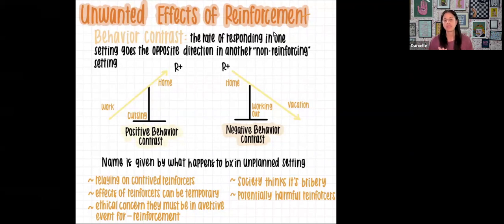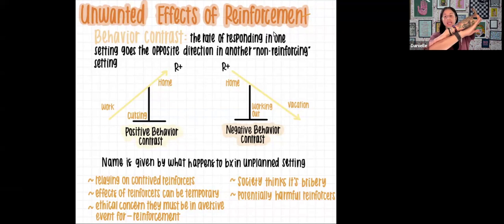When you're thinking about behavior contrast, you're thinking about the rate of responding in one setting going in the opposite direction of the non-reinforced setting. We are going to pretend these are balance beams, and our initial balance beam has problem behavior in both settings, let's say home and school. An intervention is put into place, in this case reinforcement. So I put reinforcement in at school, and the behavior goes up at school.